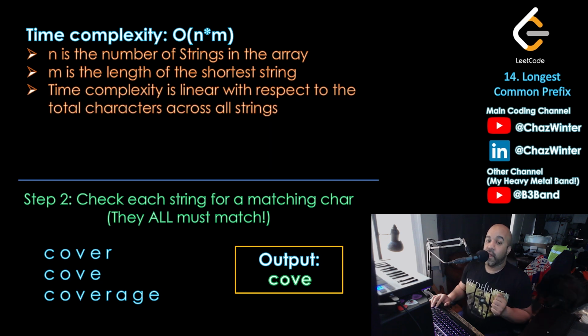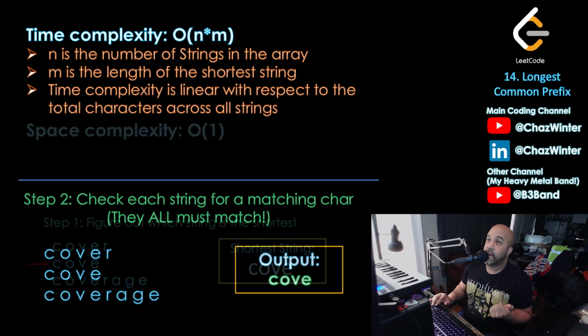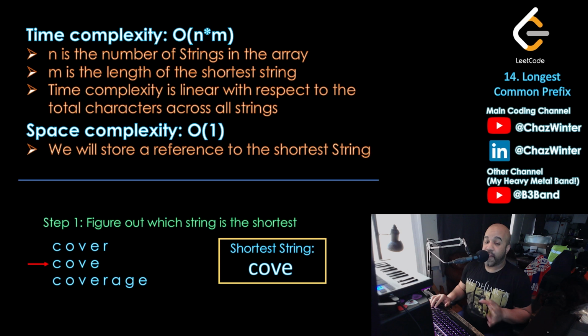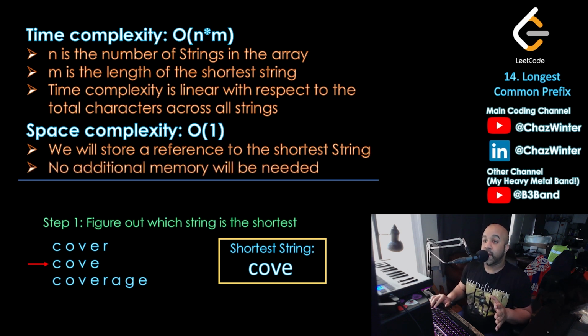And then our space complexity is going to be O of 1, or constant space, and that's because we're going to store just a reference to the shortest string, and therefore no additional memory is going to be needed. So when we make our variable to find the shortest string, that variable will just be assigned to one of the strings that's already in the present array. So it's just going to be a reference to it. We're not going to copy that string to a new variable or to a new position in memory. So we're not going to need any extra memory.